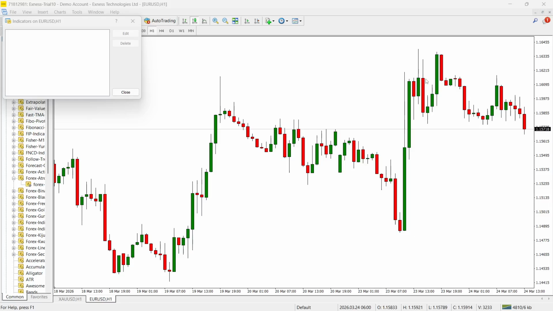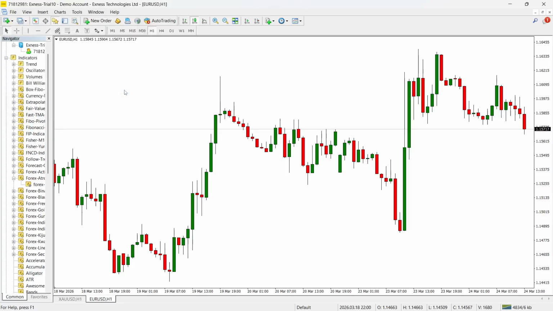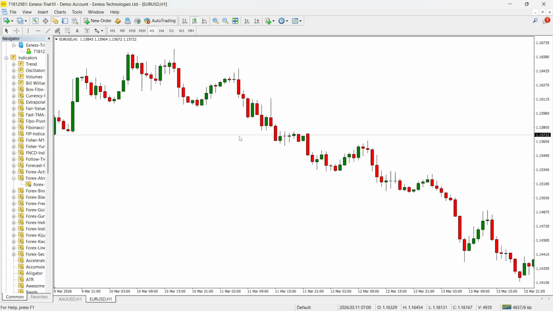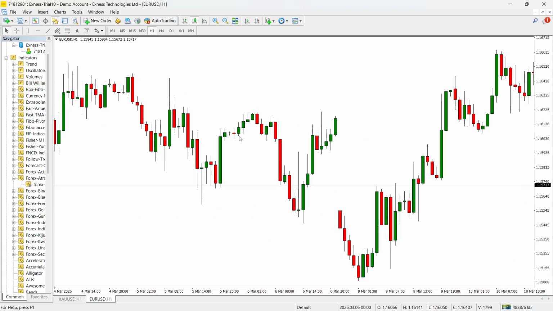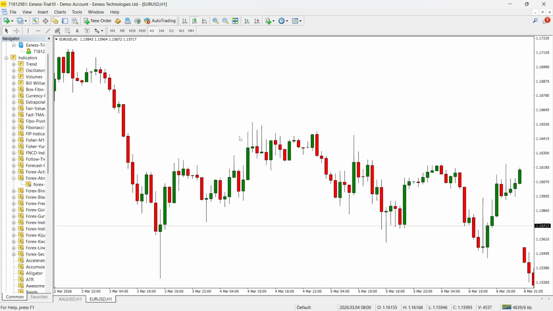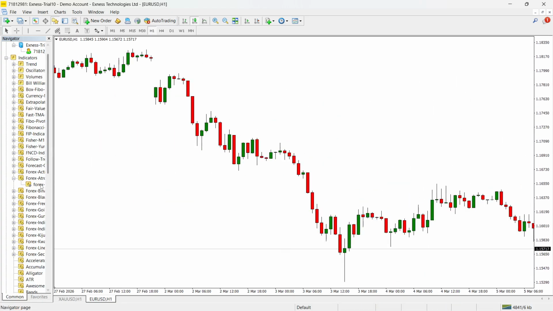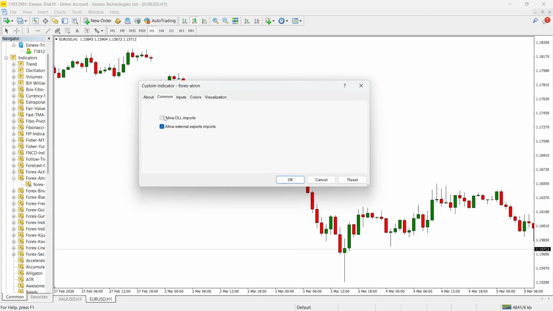Hello traders, in this video we're taking a closer look at the Forex Atron Indicator for MT4. We'll cover how its trading channel and signal dots appear on the chart, what the red and blue bands imply about scalp trend direction, and how traders use it to time entries in volatile markets. At this point I'll load the indicator on the chart so you can see how it looks in real time.